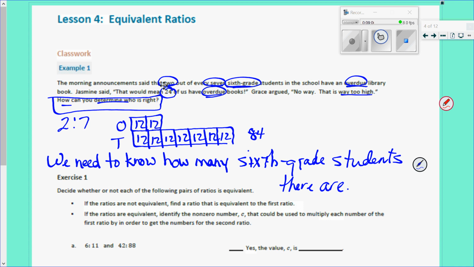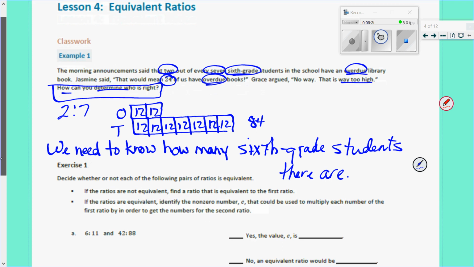We can use the information they gave us and what Jasmine said to see what she thought the total number of students was, but we actually have nothing to show what Grace thought. We don't know how many students there actually are. But if there are 84 students, then Jasmine was right. Make sense? Yes. Totally. Okay. Let's go to exercise 1.